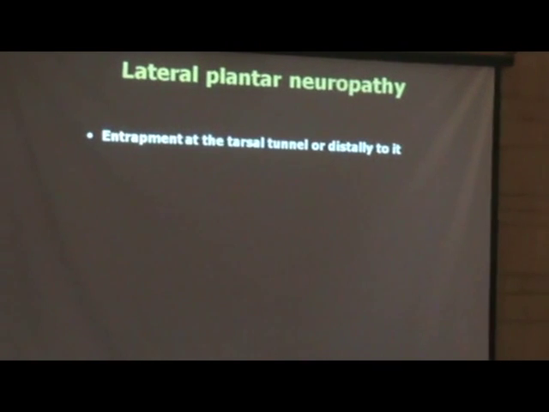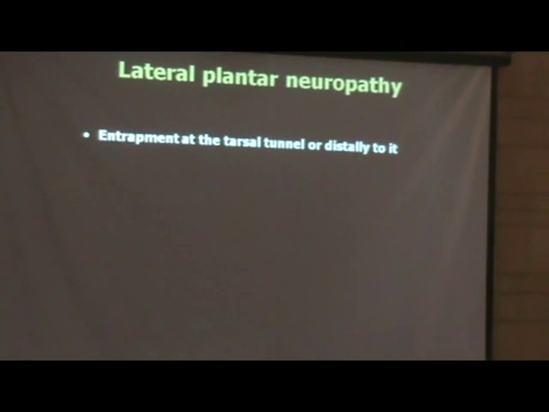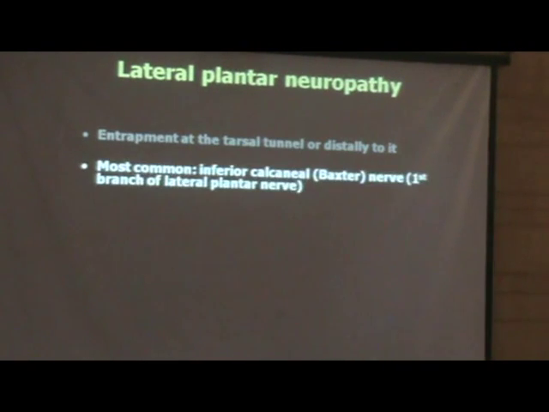So lateral plantar neuropathy refers to entrapment at the tarsal tunnel or distally to it as well.